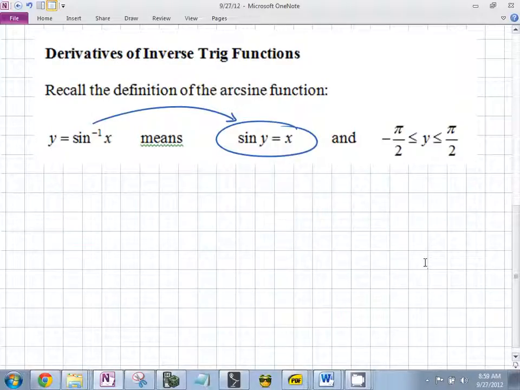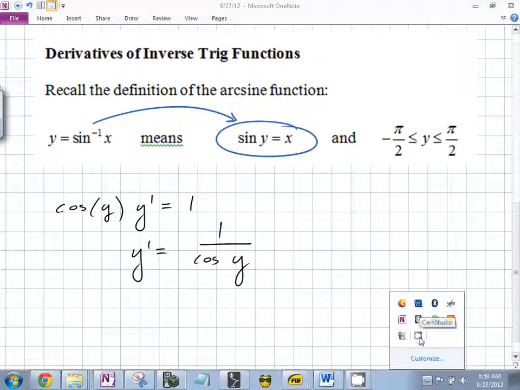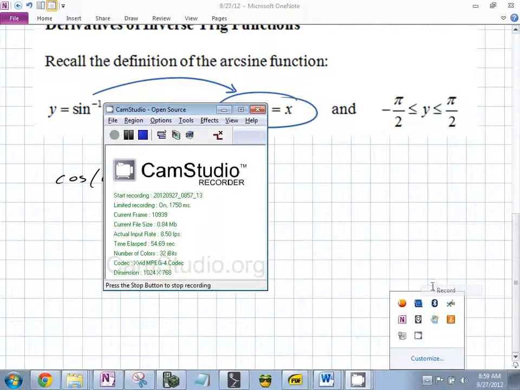We now have the ability to differentiate sine y equals x because we now know how to implicitly differentiate. What's the derivative of sine? Cosine y times what? Prime is going to equal what? 1. Okay. So we have y prime is equal to 1 over cosine what? Cosine y. So at this point you say to yourself, okay, that's interesting. Doesn't seem to help us too much. We'd like to clean that up a little bit. Is there something? Yeah, exactly.